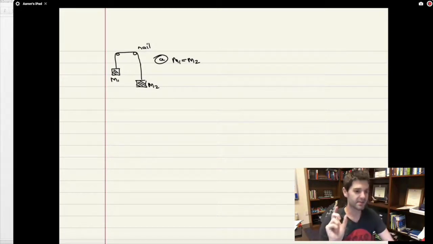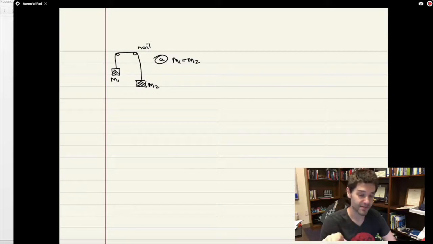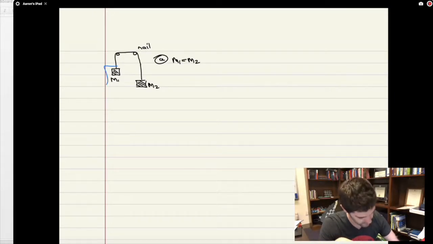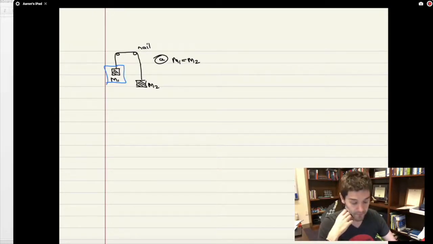So this is an example where we have multiple objects. Before we were just analyzing a single object where there could be multiple forces. Now we have to think about multiple objects that have some sort of force potentially connecting the two. So let's look at M1. It is in contact with the rope, and then there's gravity. If I look at M2, it is again in contact with the rope, and there's gravity.